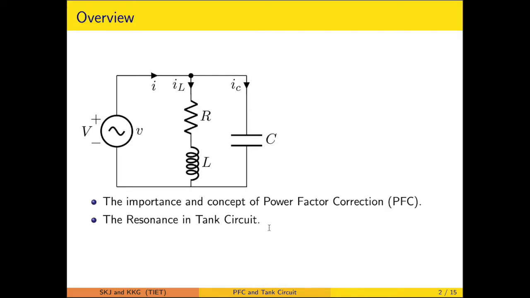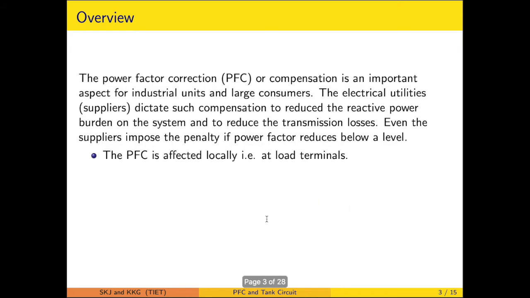So this particular we have already discussed, and what we are going to cover is the importance and concept of the power factor correction. Then we will be coming to the resonance. As mentioned, the power factor correction is a requirement for the large industrial unit. Likewise, electrical utilities like the electricity boards dictate such compensation to reduce the reactive power burden on the system and to reduce the transmission losses.